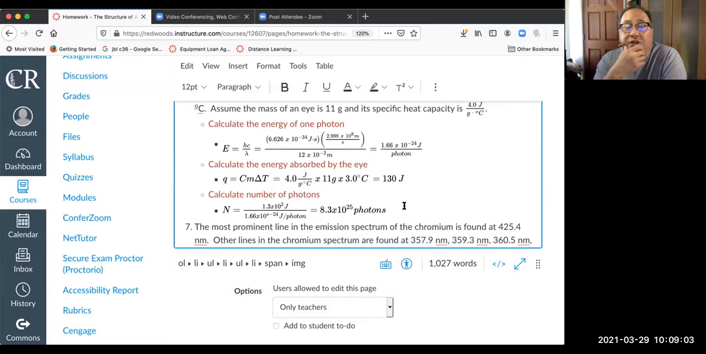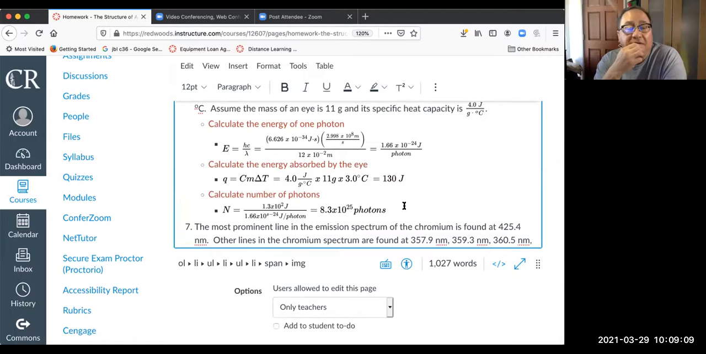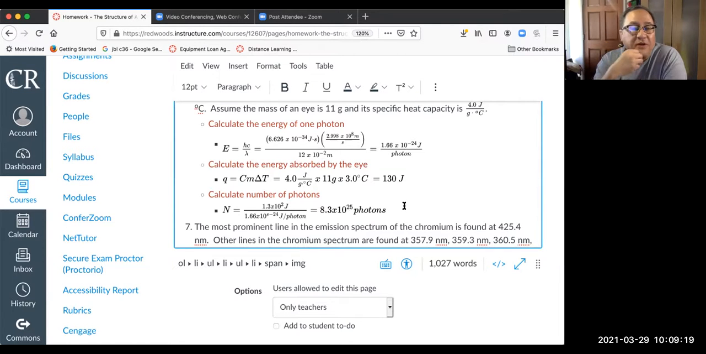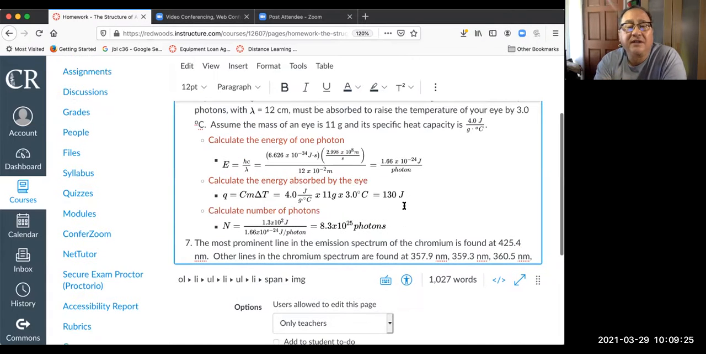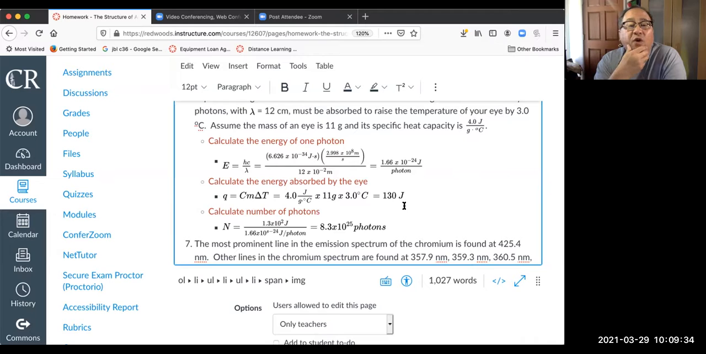I got 130 joules. I got 132 joules. Okay, and that's correct. But when you round, it becomes 130, because it's only 2 sig figs. Yeah, all of those numbers only have two sig figs, the 4.0, the 11, and the 3.0. And then what did you get for the other value? I got 1.65 times 10 to the negative 28. I got negative 24.